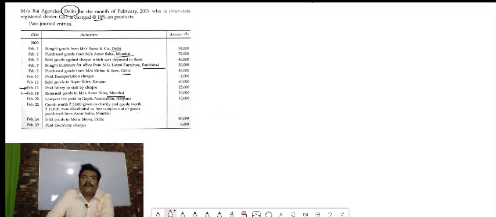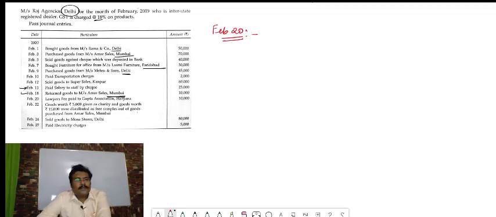So Feb 20. Acha, Feb 20 is lawyer fees paid to Gupta Association, Haryana. So lawyer fees is an expense.